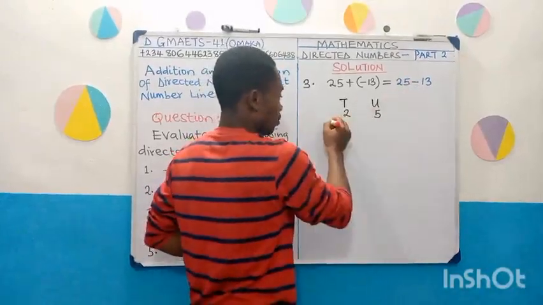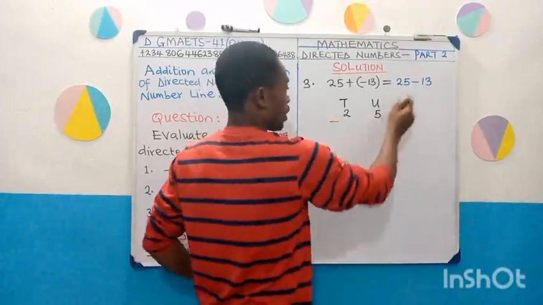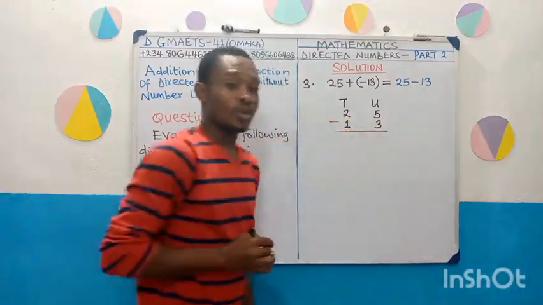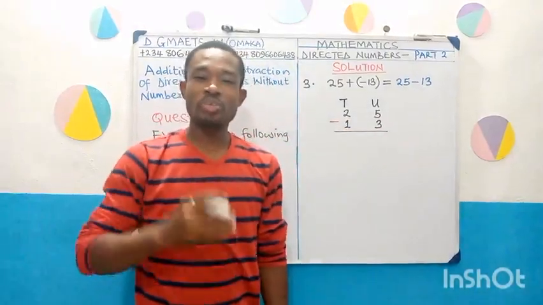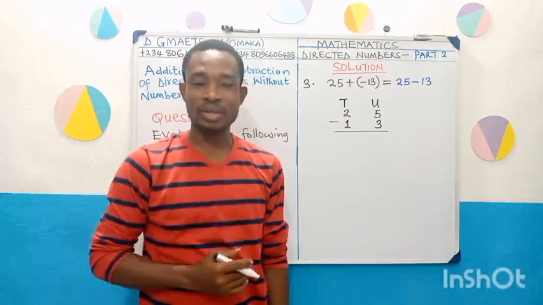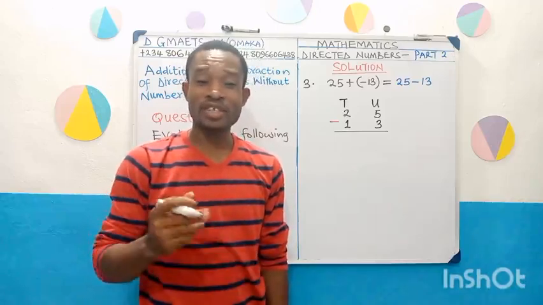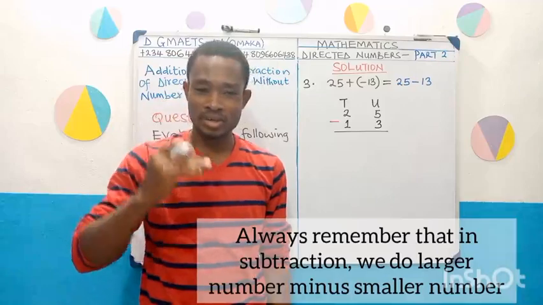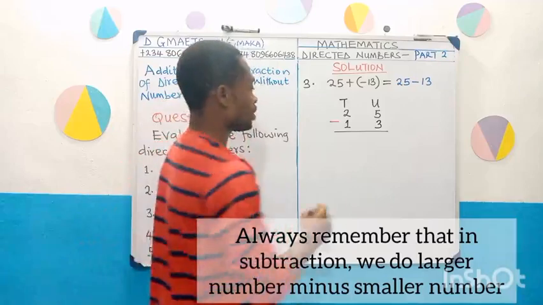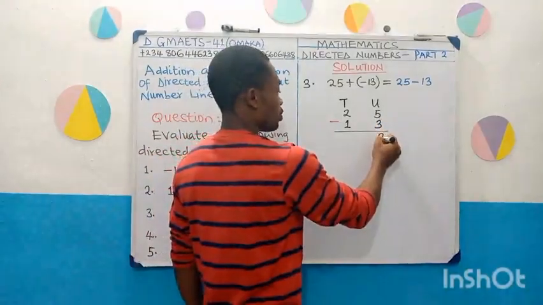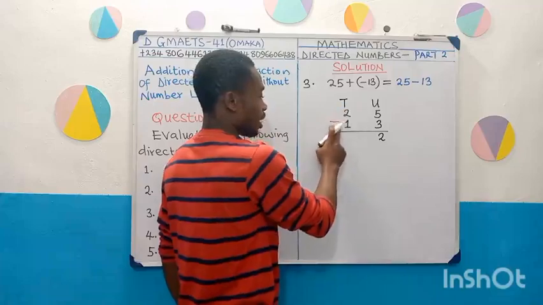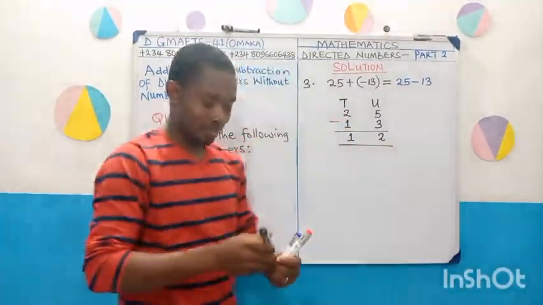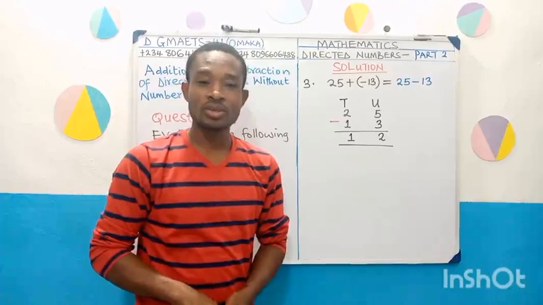This minus 13. 3 will come under units and 1 will come under tens. Now, I will do the big number minus the smaller number. Always remember, when you have different signs, one is plus, the other is minus, do the bigger number minus the smaller number. Okay, so this is going to give us 5 minus 3 is 2. Come to tens, 2 minus 1 is 1. Now, which sign will go with it?